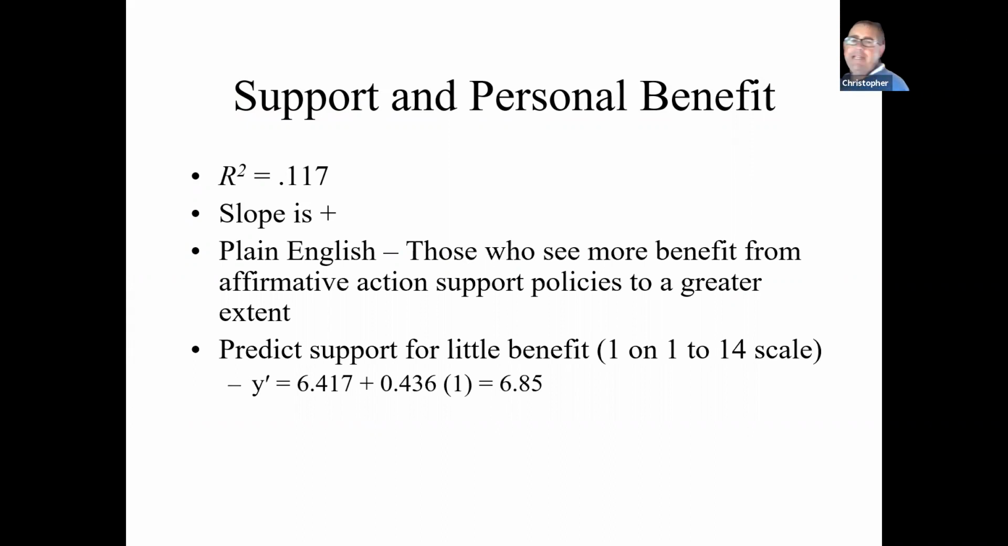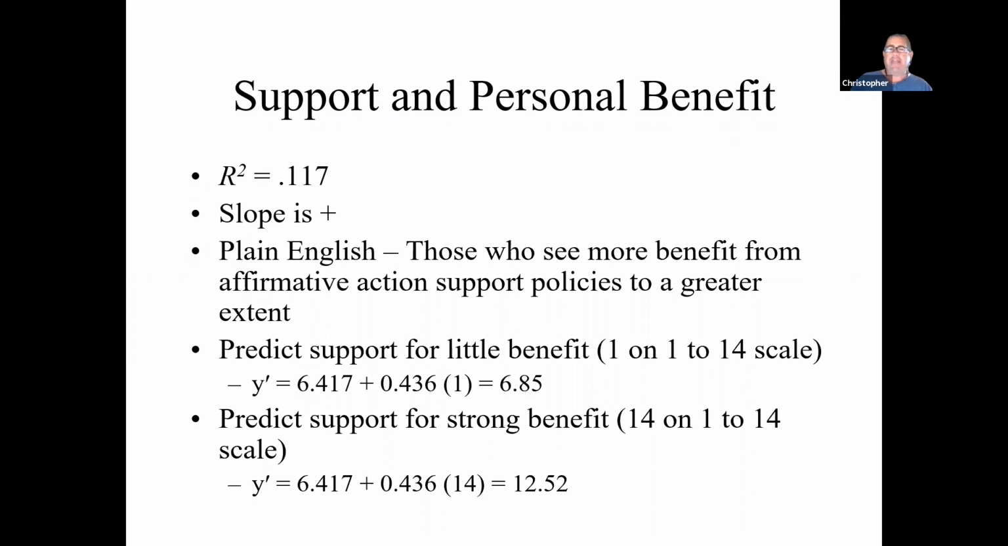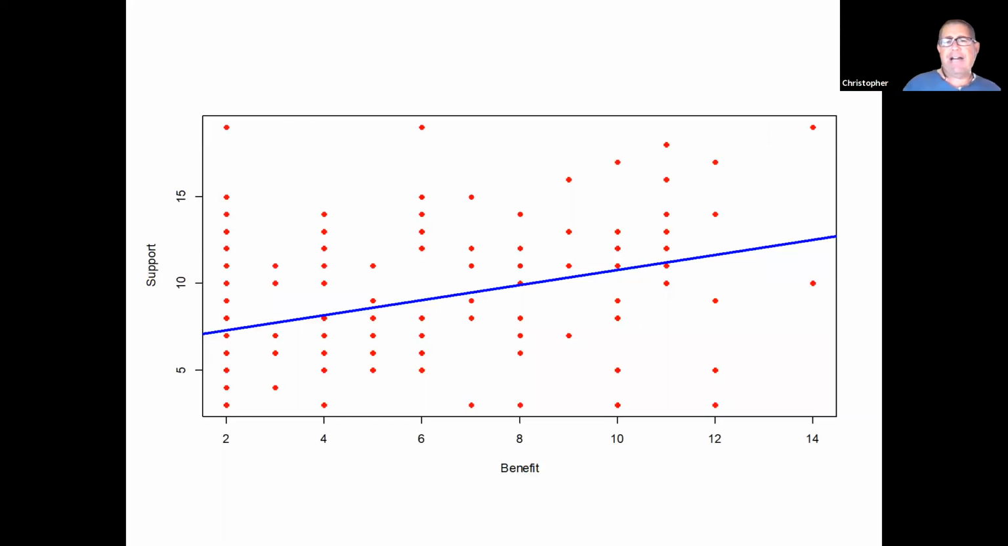And here we can show that when we have predictions for different levels, they do differ. If somebody scored a 1, their score on the affirmative action variable would be 6.85. If they scored a 14, though, their score would be predicted to be 12.5. So a real distinction between those two. And what we'll see here is that we have a steeper regression line. We have kind of big differences between the two ends in terms of benefit and support.